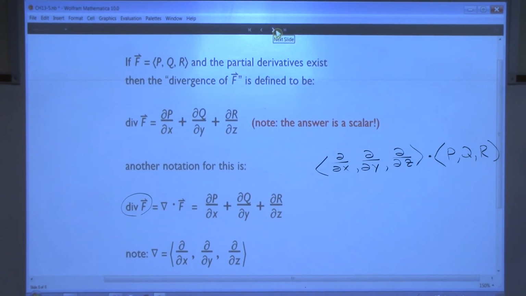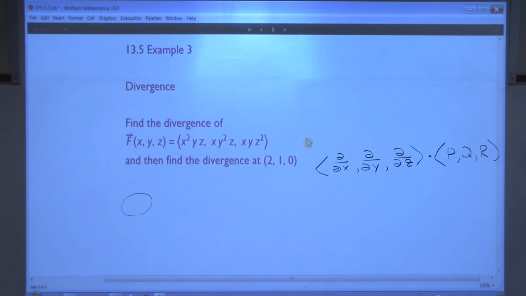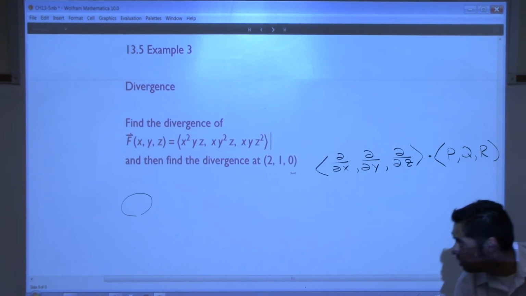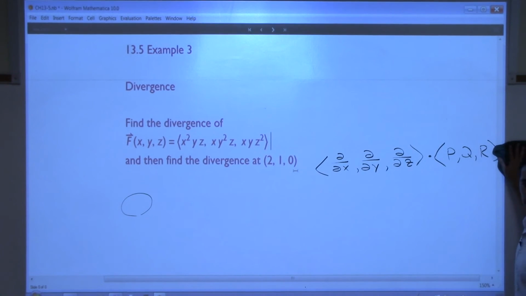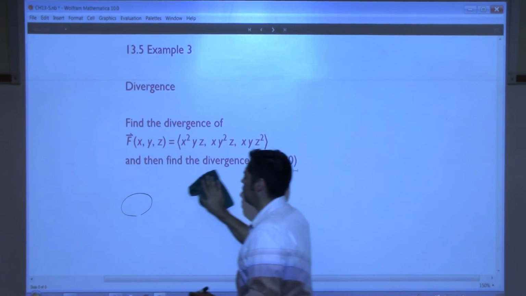Your answer is a scalar. That's the problem we had earlier, where we were asked to find the curl and the magnitude of the curl. Remember that one? That took us a little bit.